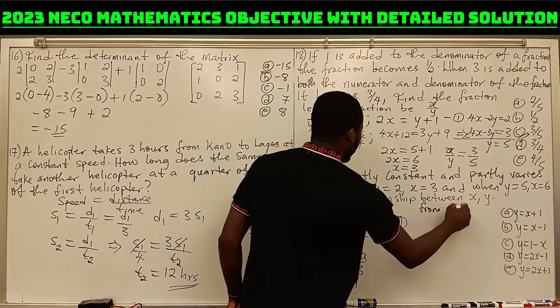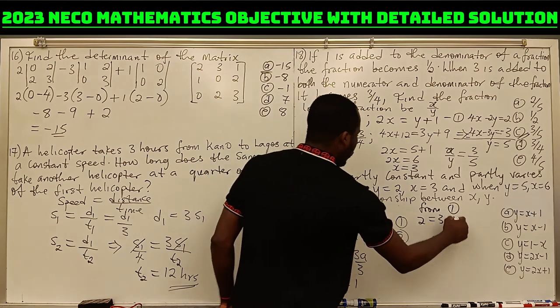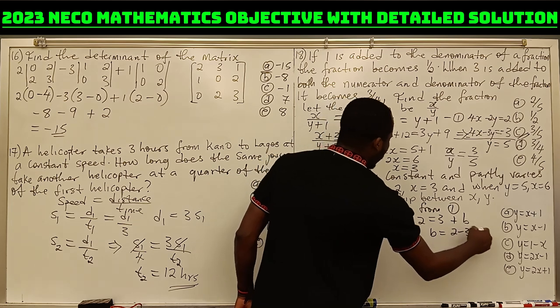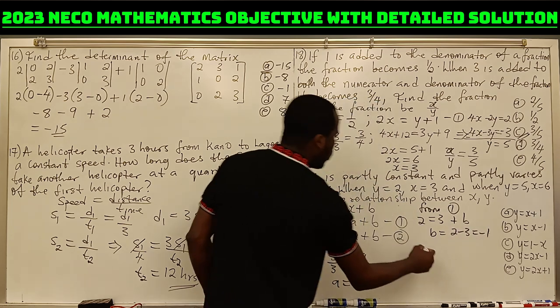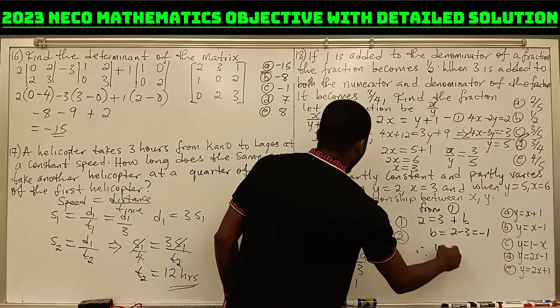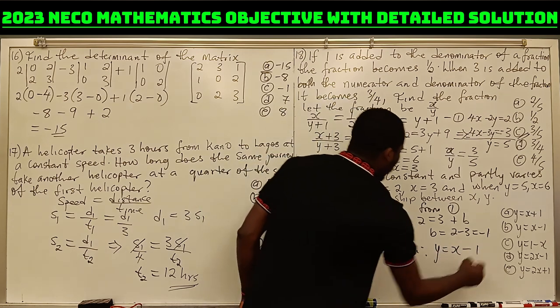From 1, 2 equals 3 times 1 plus b. That b is 2 minus 3 equals minus 1. Therefore, the relationship between x and y will be y equals a is 1, x, and b is minus 1.